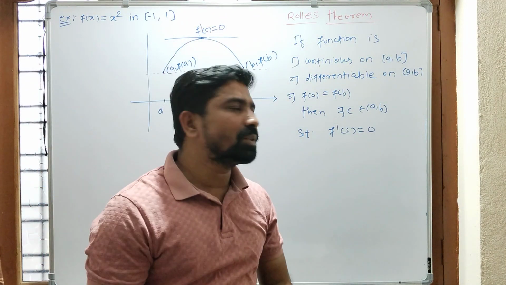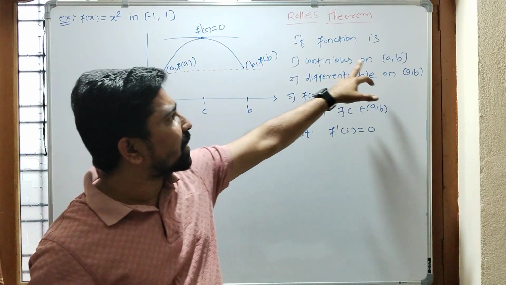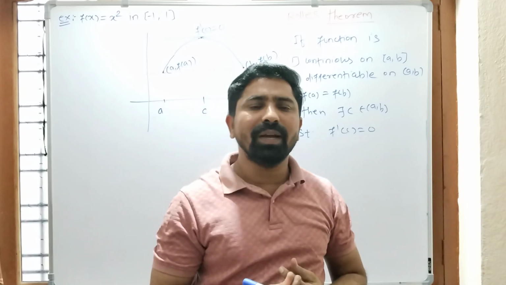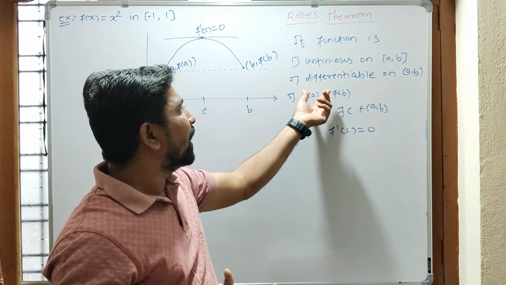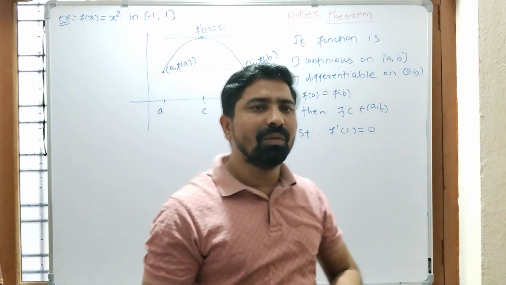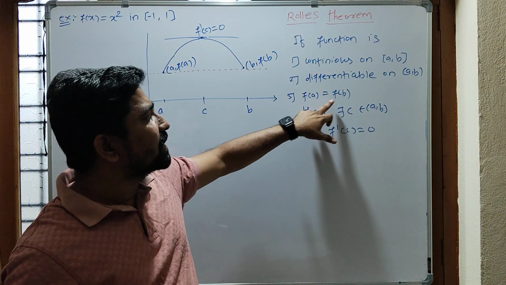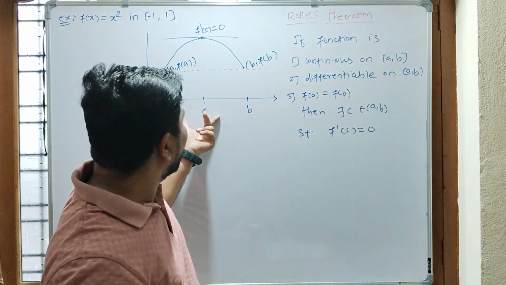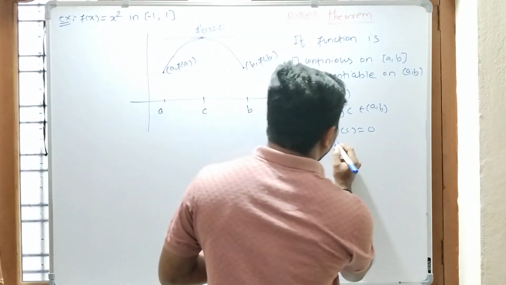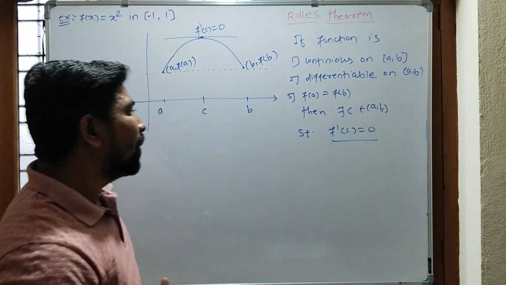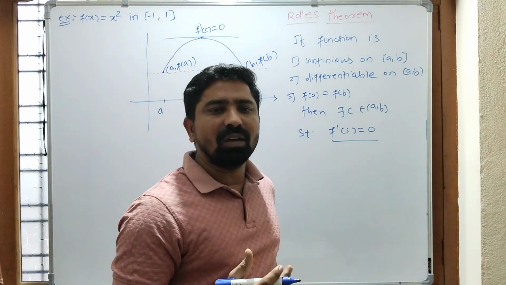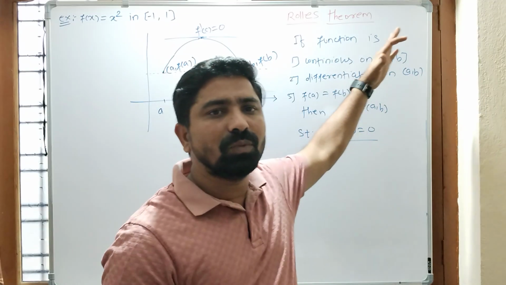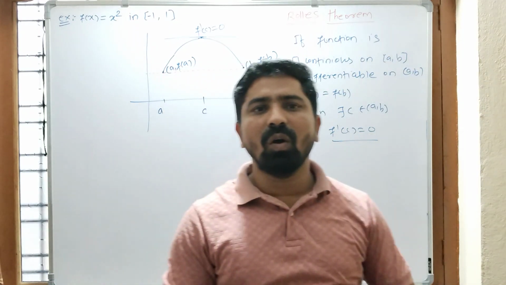The statement of Rolle's theorem says: if the function is continuous on the closed interval [a, b], meaning continuous for all x in [a, b], and differentiable on the open interval (a, b), and the function value at a is the same as at b, then there exists c in the open interval (a, b) such that f'(c) = 0. Now, if you have a function, how do you check whether it satisfies the conditions of Rolle's theorem or not?